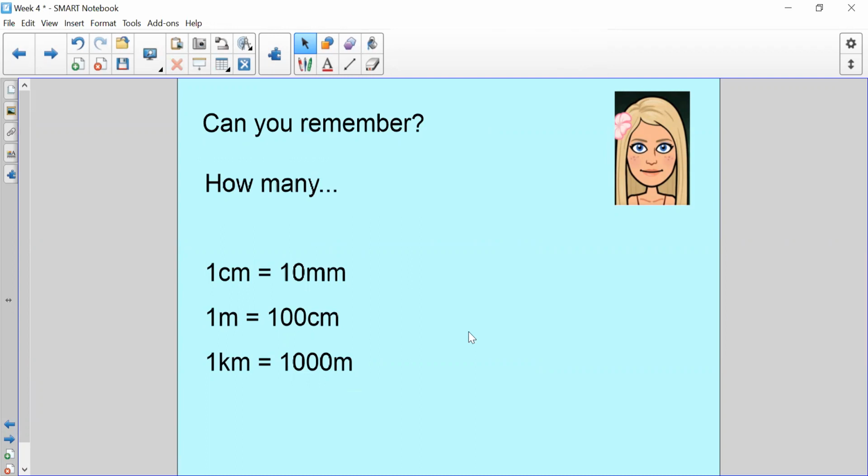I have mentioned the fact that with the centimeters and millimeters, you can use your ruler. With your meters to centimeters, you can think about the arm length that you put out, and the kilometers is obviously the longest distance, so it'd be the biggest number. That's how I remember it.